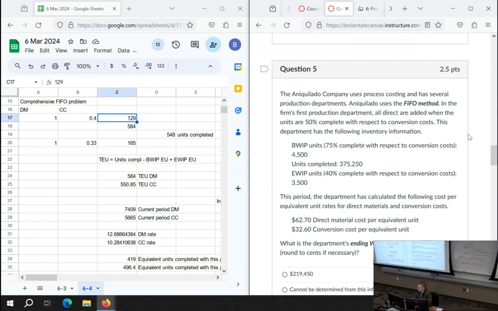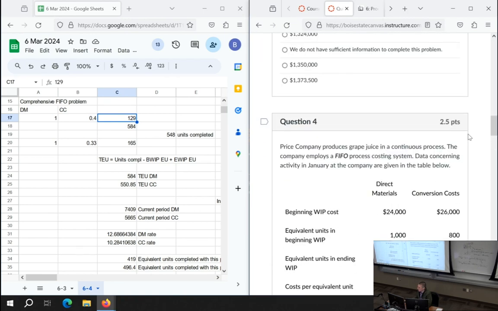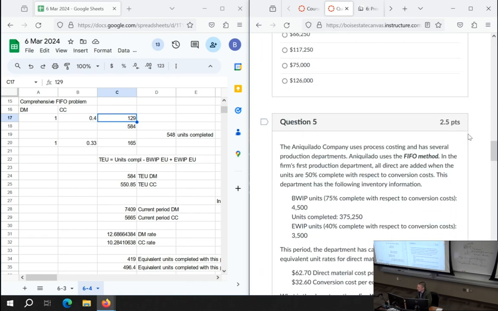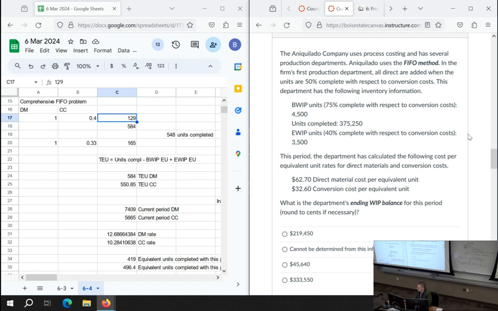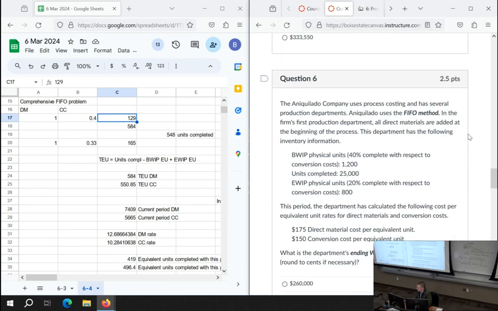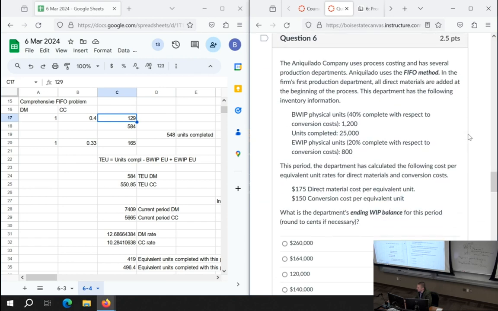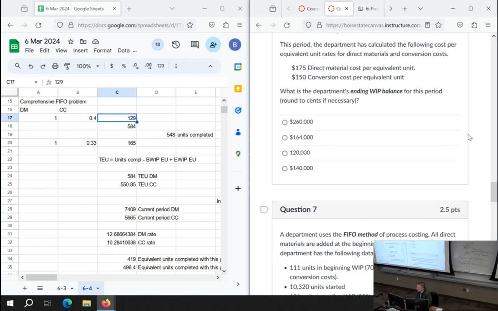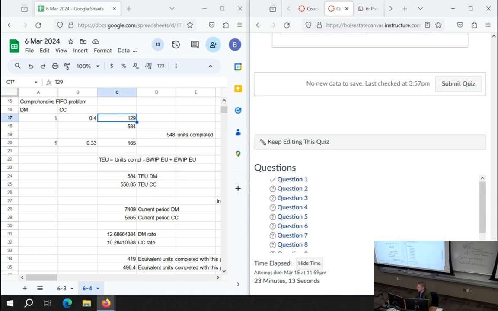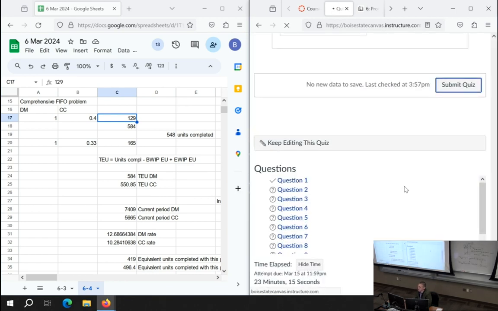I think so. Wait, go back to 5. This one doesn't have any beginning WIP costs listed. But that's the question style. It'd be good to really look at it. Let's try and find it, or something similar with different numbers.